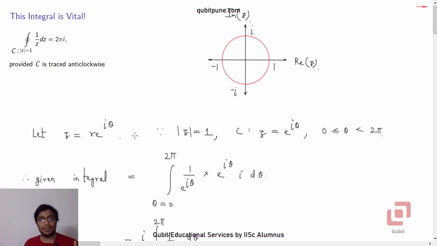Now let us prove the following. The integral along the closed curve mod of z equal to 1, so this is the unit circle, of the function 1 upon z with respect to z is 2 pi I, provided C is traced anti-clockwise. So this is the figure. I have shown the 4 points of intersection of the circle with the coordinate axes: 1, I, minus 1 and minus I. The radius is 1.